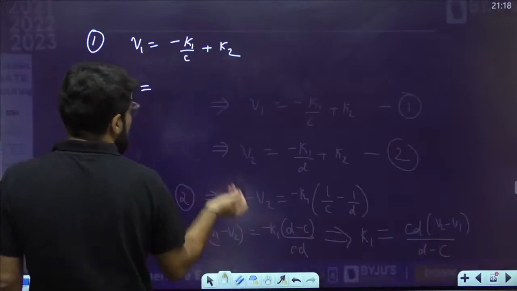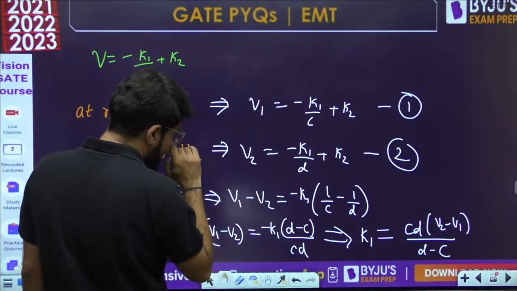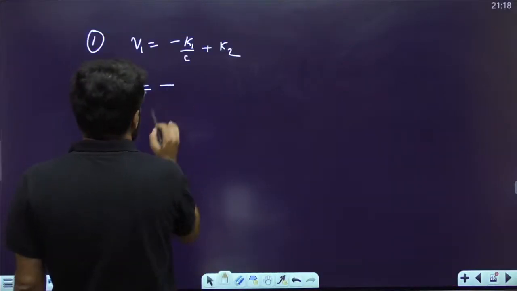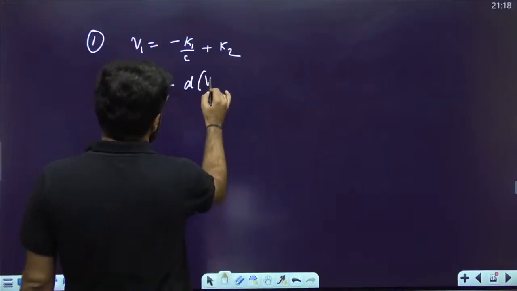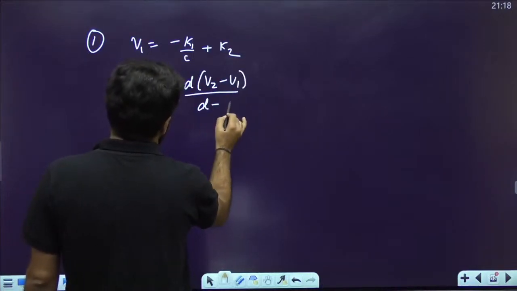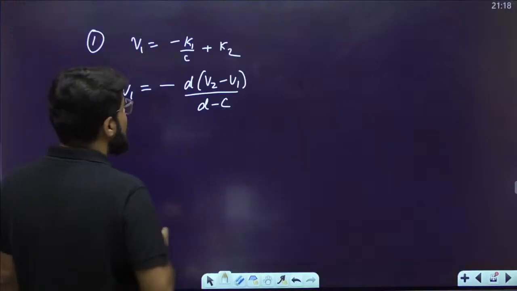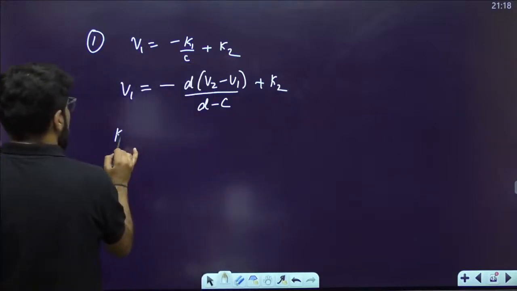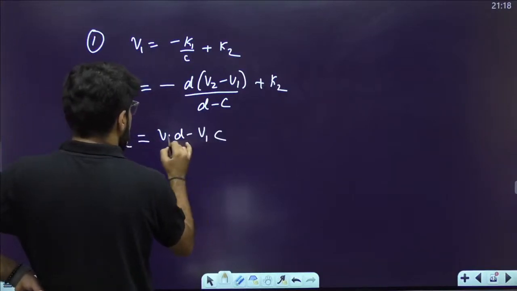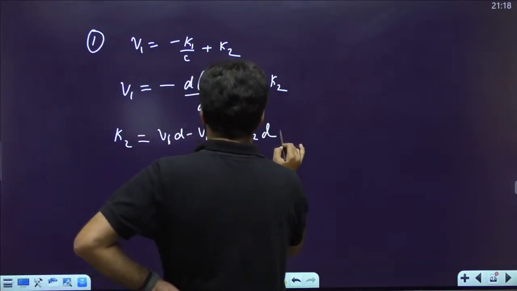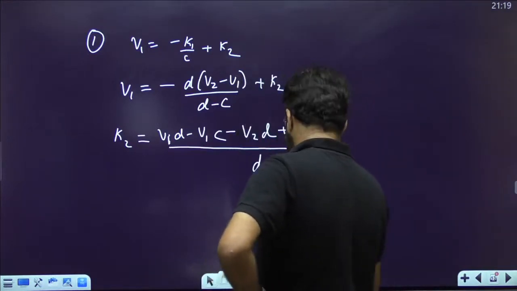It is a little calculative, going forward. V1 is equal to minus K1 by C. When you divide by C, you are left with D into (V2 minus V1) divided by (D minus C). C is cancelled. Plus the term K2. Now from here we have to figure out what should be K2. Bringing it to the other side: V1D minus V1C minus V2D plus V1D, whole divided by D minus C.